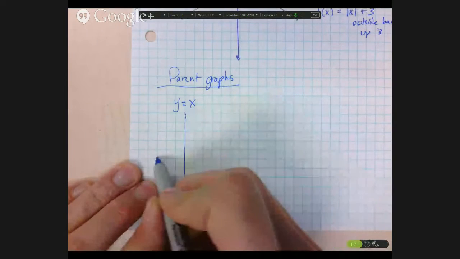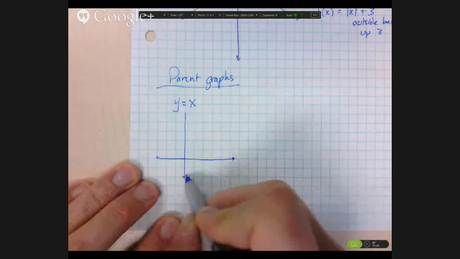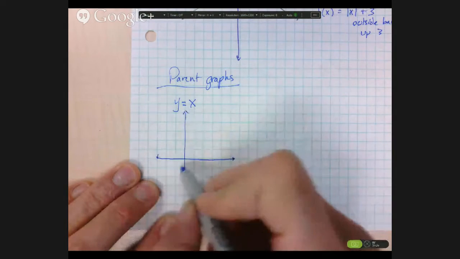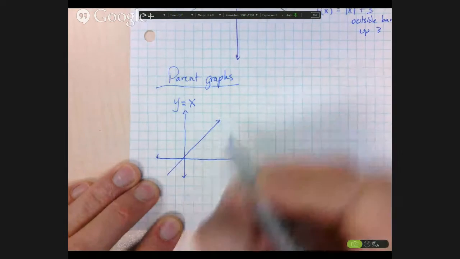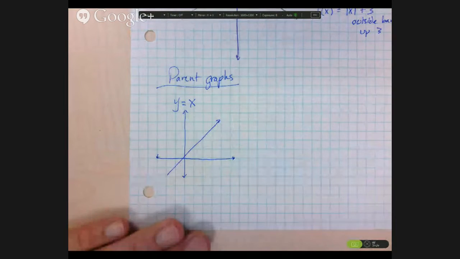Are we paying attention? Because about half of us aren't. Okay, you know what y equals x looks like? Yeah?